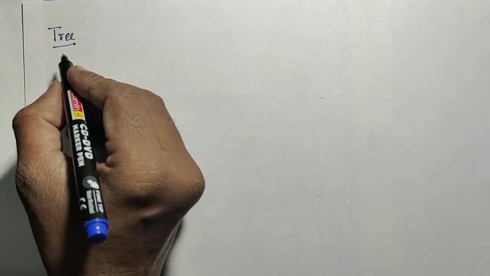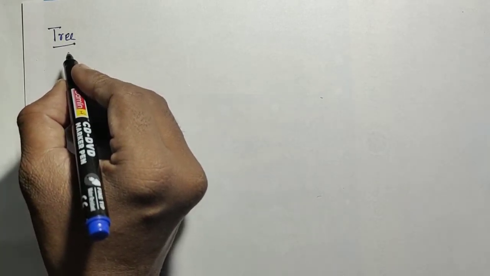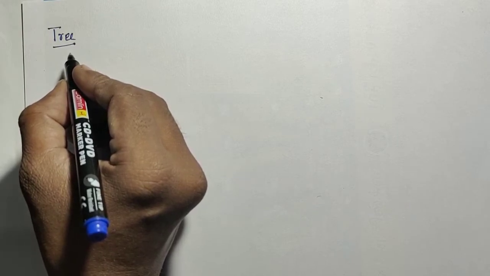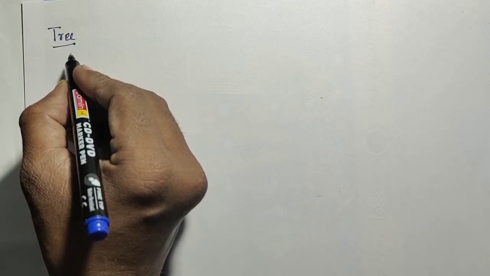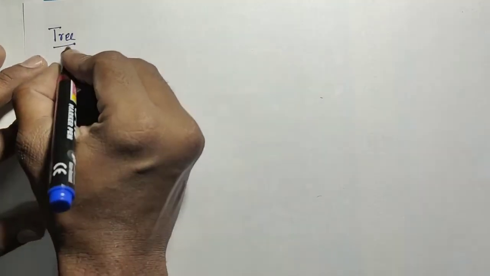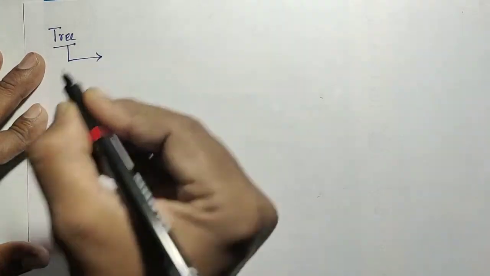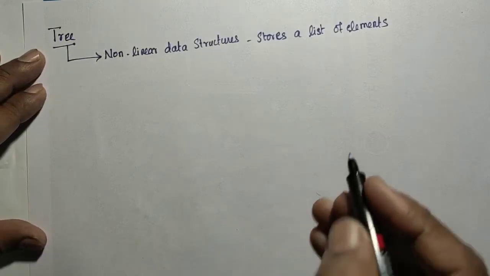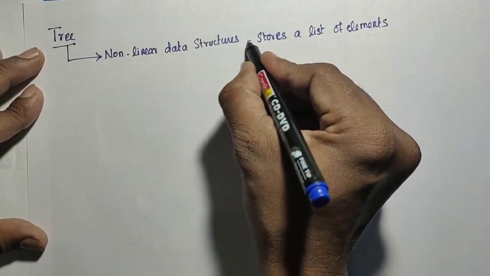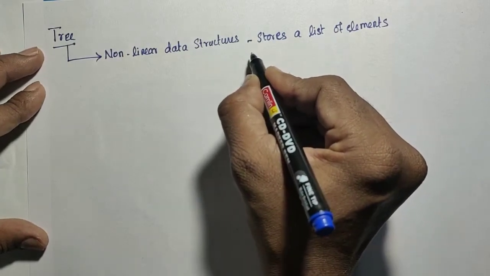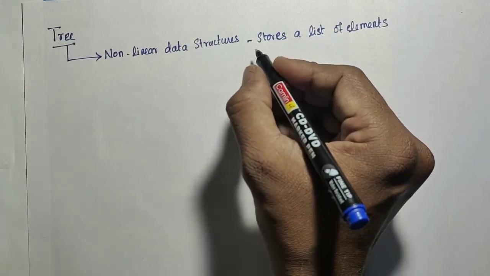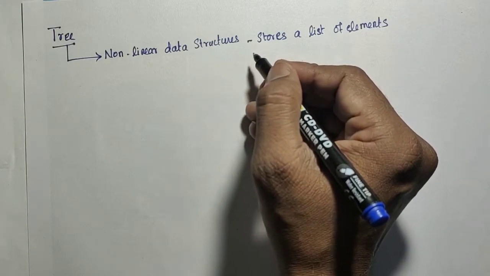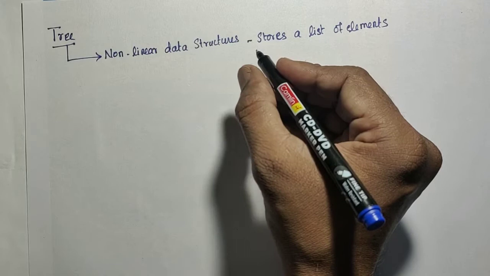Similar to other data structures, the tree is also used to store a list of elements, but it comes under the category of non-linear data structure. The stack, queue, and list come under what? The linear data structure. The tree is a non-linear data structure used to store a list of elements, but the elements are stored based on the hierarchical relationship between the elements. So in addition to the elements, we are going to define some relationship between the elements also.